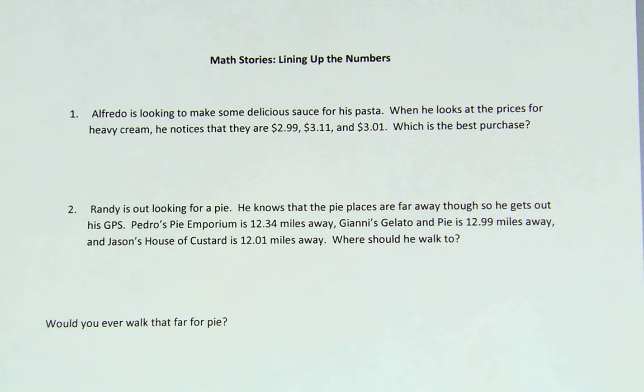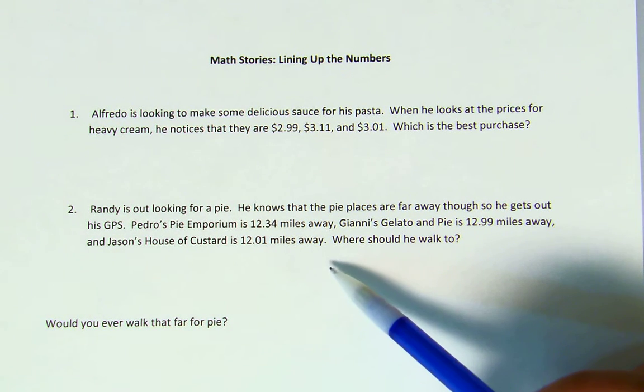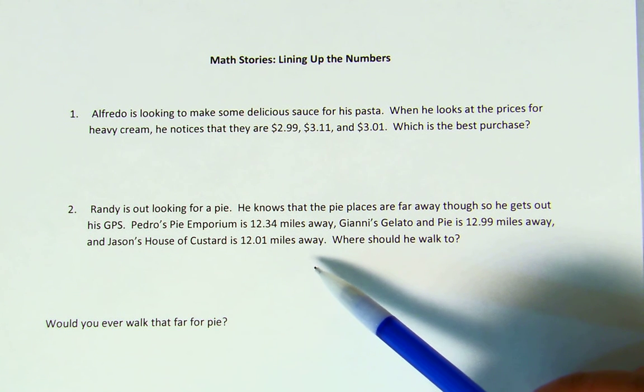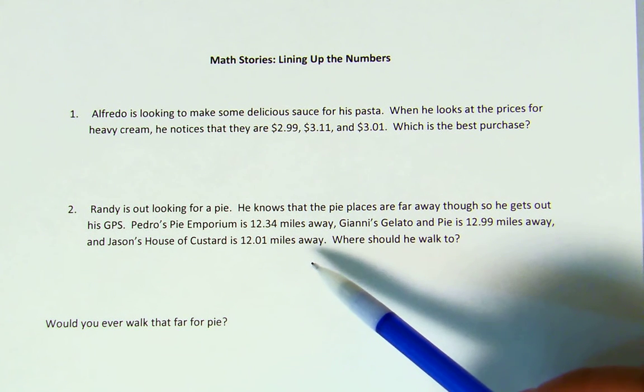And then number 2, Randy's out looking for pie. He knows the pie places are far away though, so he gets out his GPS. Pedro's Pie Emporium is 12.34 miles away. Johnny's Gelato and Pie is 12.99 miles away. And Jason's House of Custard is 12.01 miles away. Where should he walk to? Now, this is the math question right here. Hopefully they say Jason's House of Custard, not only because it's the closest, but because my name is Jason and custard is delicious.